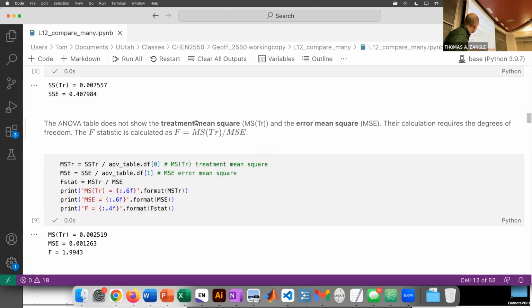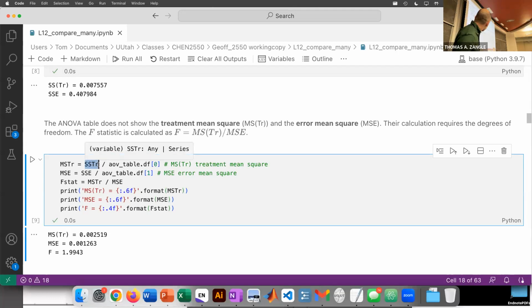What it's not showing us here, so other values that we need to know in order to evaluate the result, are the treatment mean square and the error mean square, which in both cases require the degrees of freedom. The F statistic is calculated as the treatment mean square over the error mean square, and the treatment mean square is defined as the sum of squared error for the treatments divided by the degrees of freedom for the treatments. MSE is SSE over the degrees of freedom for the overall condition.